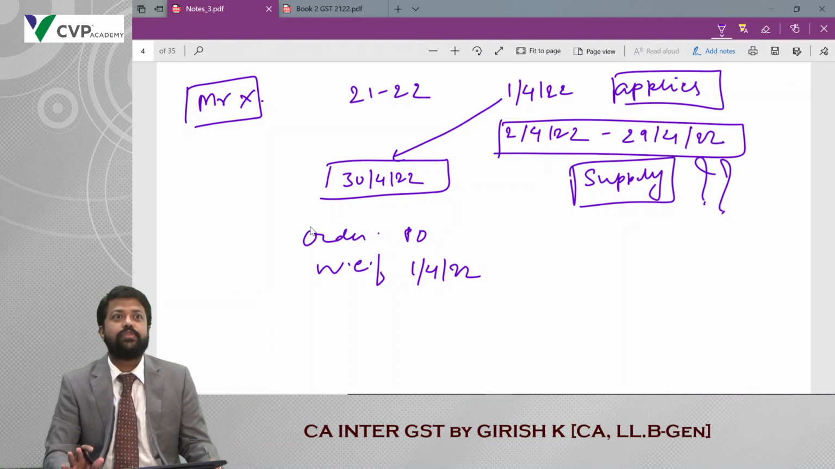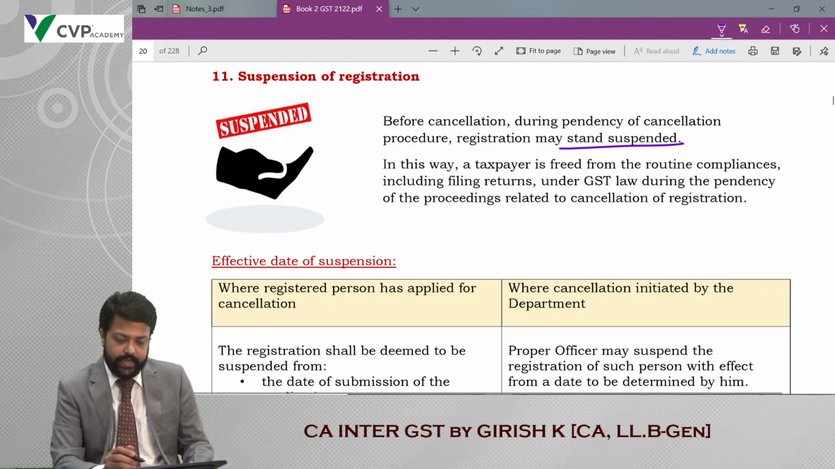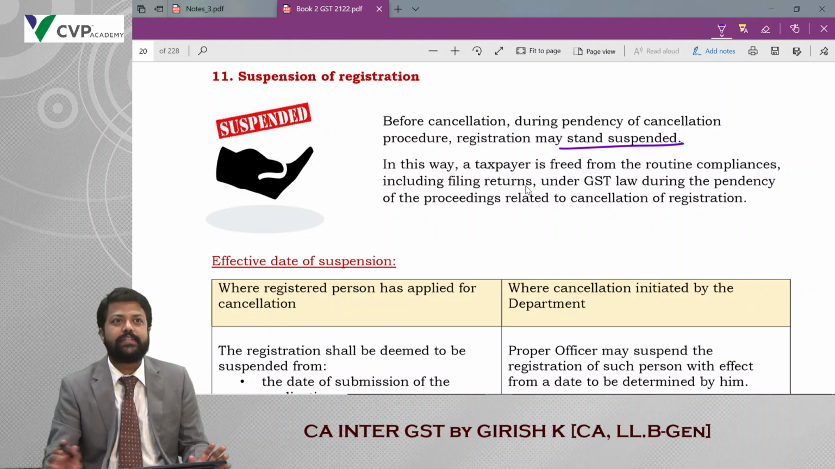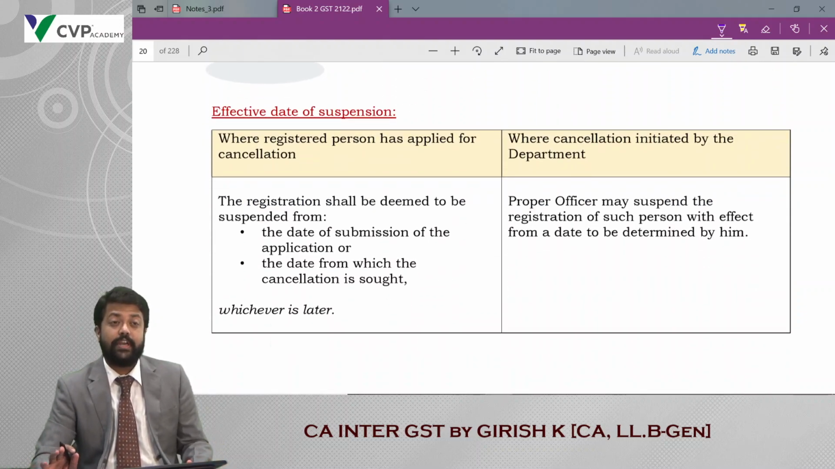Earlier there was no answer to this question and we have practically faced such kind of situation, but later on the provisions of suspension of registration were introduced and this now gives a clarity. They say that a taxpayer is freed from the routine compliances including filing returns under GST law during the pendency of the proceedings related to cancellation of registration. So he need not do all those things. If the cancellation is rejected, in that case the tax will be recovered by the authorities.